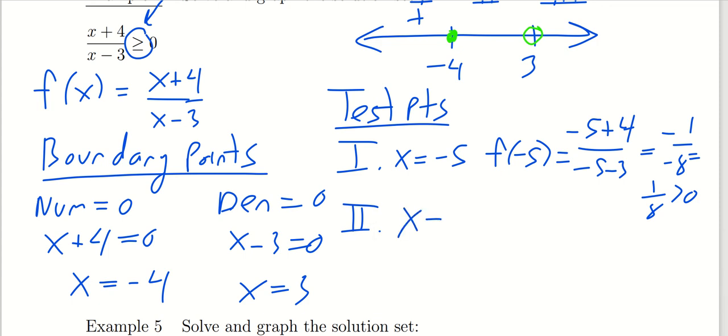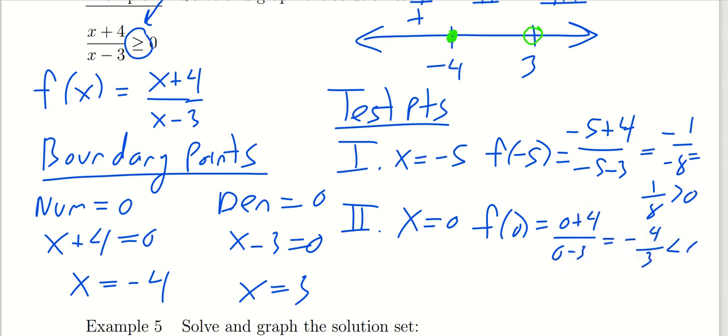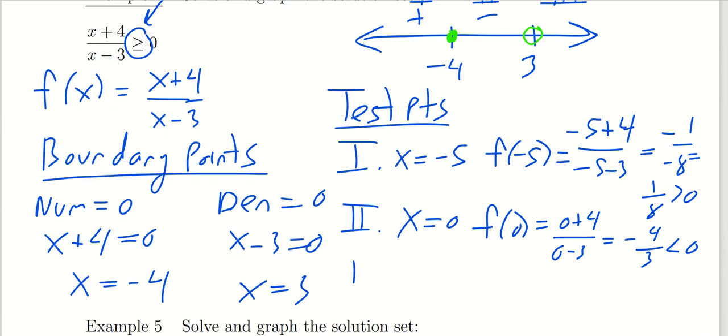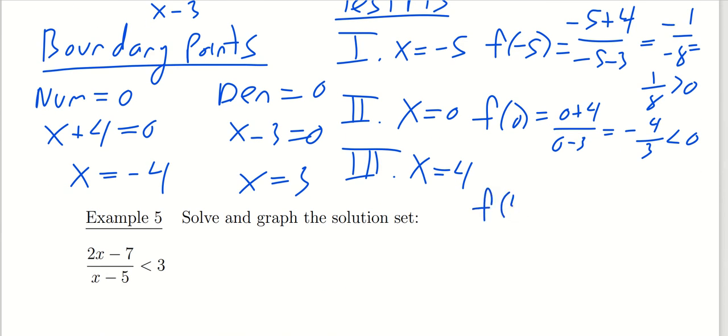In region 2, let's use the test point x equals 0. F of 0 would be (0 plus 4) over (0 minus 3), which is -4/3, which is less than 0. So in region 2, the function's negative. And in region 3, we can use the test point x equals 4. F of 4 is going to be (4 plus 4) divided by (4 minus 3), which is 8 over 1, which is 8, which is greater than 0 and positive.